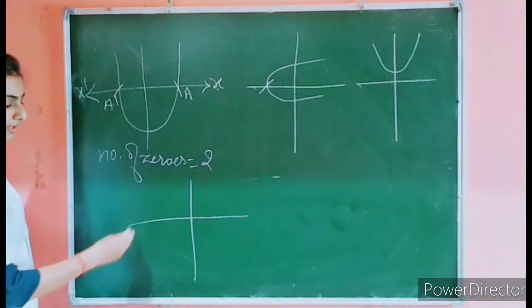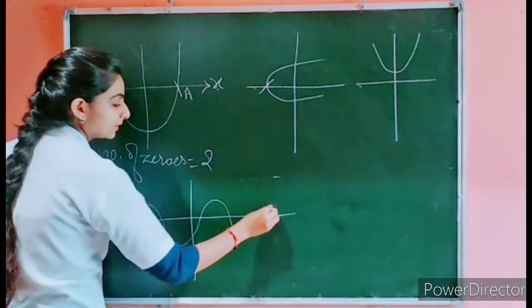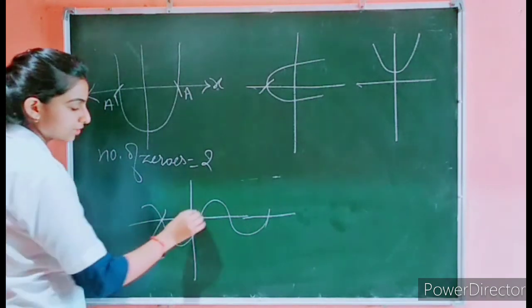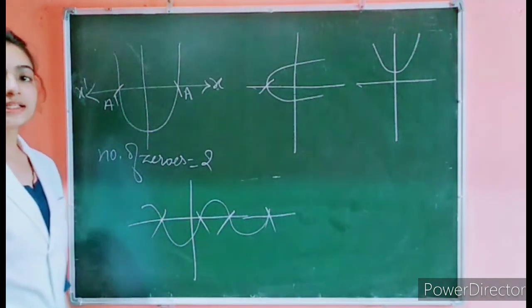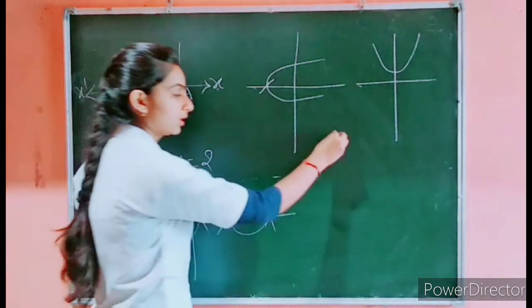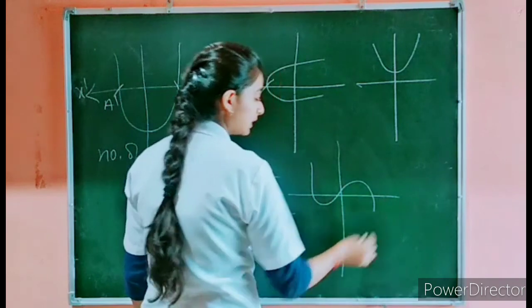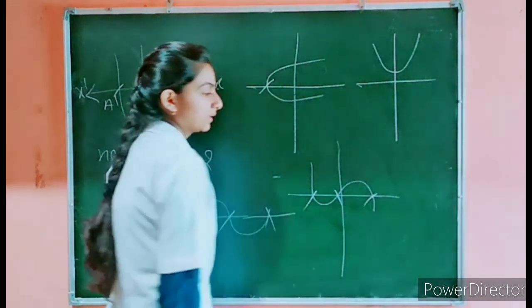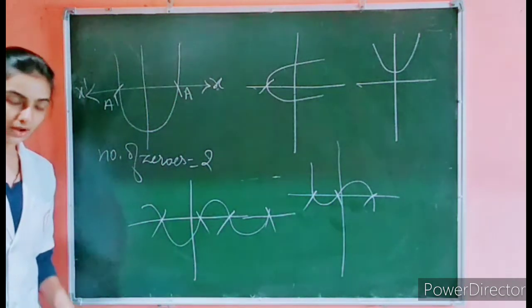Now we can find zeros here: 1, 2, 3, 4. So the number of zeros present in this will be 4. Now the number of zeros present in this will be 1, 2 and 3. Like this you can represent the number of zeros in a graph.